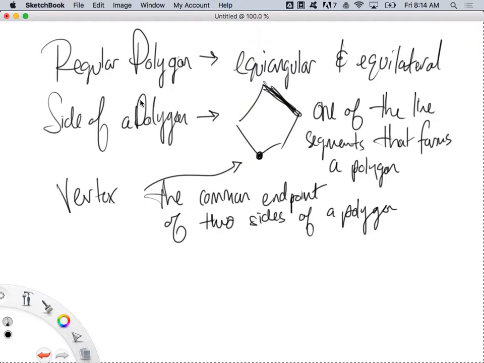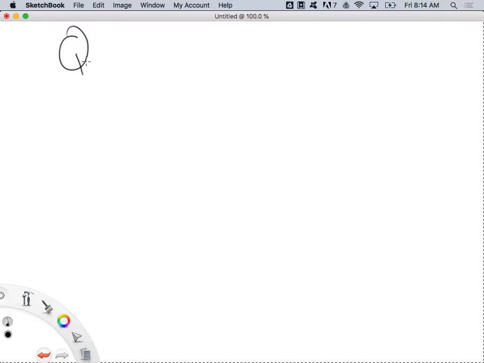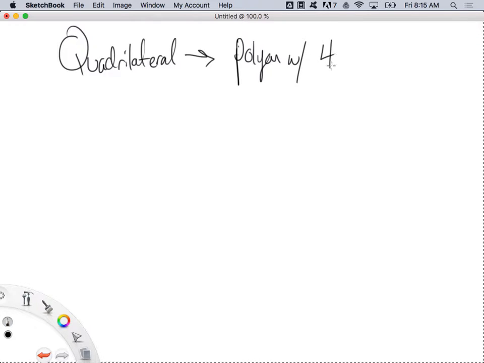Any questions on that? All right, and quadrilateral is the next one. What's quadrilateral? Shape with 4 sides. It's a polygon with 4 sides. Okay. Good. And there's some more, but I just want to make sure you guys know those.